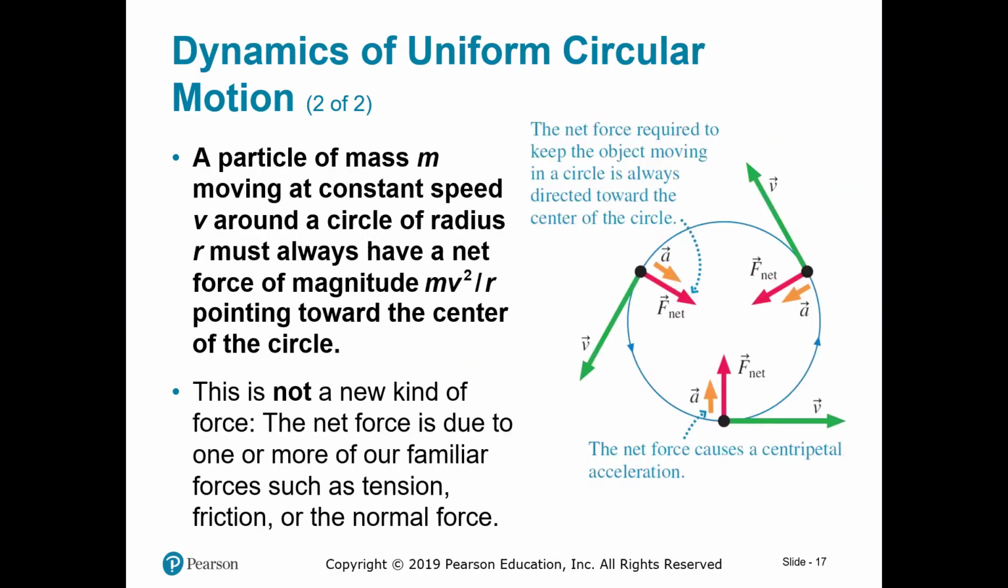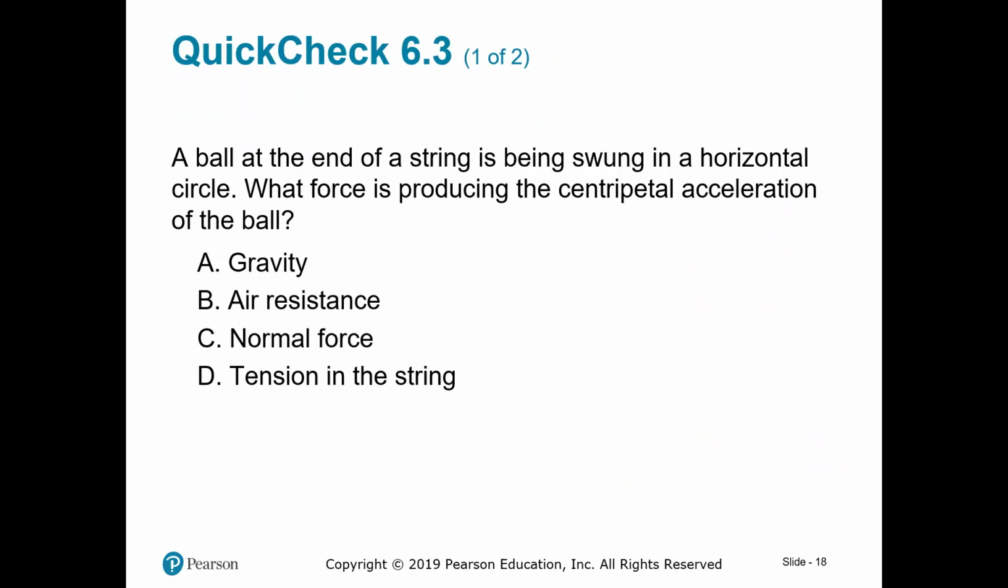So this is a full diagram. Again, we start with the constant speed velocity, but we have a centripetal acceleration whose direction is toward the center of the circle because of changes in velocity direction. And then at the same time, we have the same net force acting toward the center of the circle. Right? Because a and F must have the same direction.